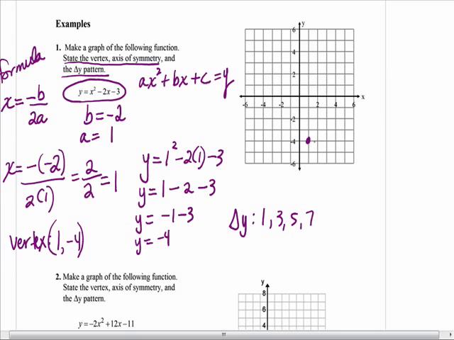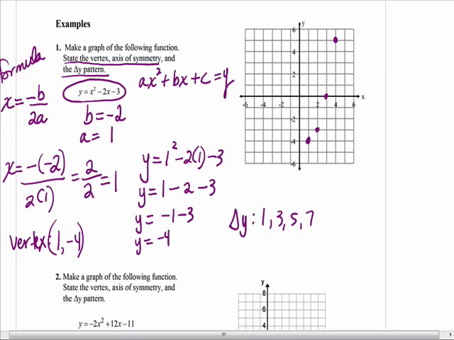So let's go ahead and do that. From our vertex, and it's positive, right? We don't have to think about multiplying by negative. Over 1, up 1. Over 1, up 3. And then I don't think I can go up 5. I can go up 5. Over 1, up 5. So that's it.